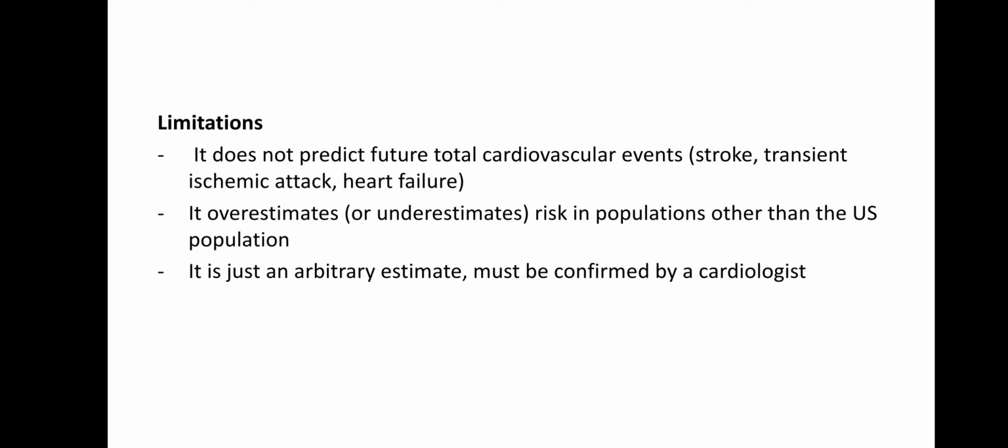So guys, as a limitation, stroke, transient ischemic attack, and heart failure are not assessed using this. Only the coronary part of the cardiovascular event is assessed with this scoring system. It is sometimes overestimated or underestimated in the case of other US populations. As you have seen, Europeans and Caucasians, all the USA personnel were in the cohort, but in other cohorts, if you are going to assess in India or Brazil, then the scoring matrix would underestimate or overestimate your risk. It is just an arbitrary estimate, so you have to consult a cardiologist after having an assessment. This is not a strong or firm statement given by this.